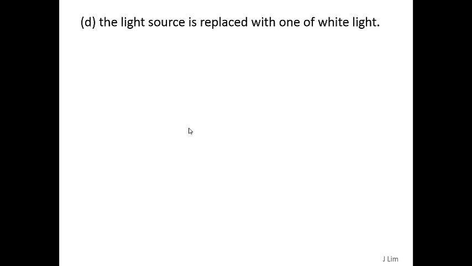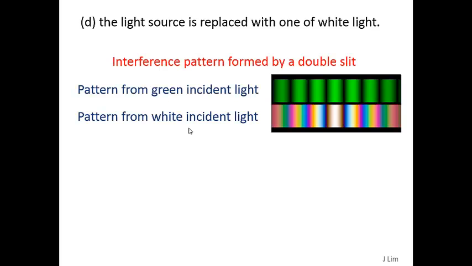The light source is replaced with one of white light. The interference pattern formed by a double slit for a green monochromatic light is shown above, and those from a white incident light is given below. So the central fringe will be white, but the rest you'll see a spectrum of colors.